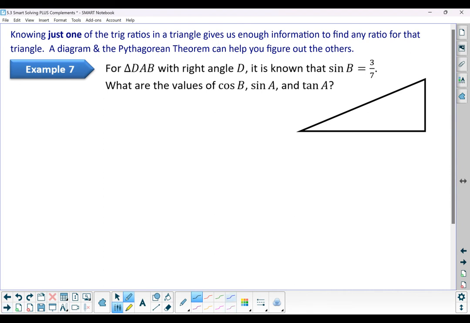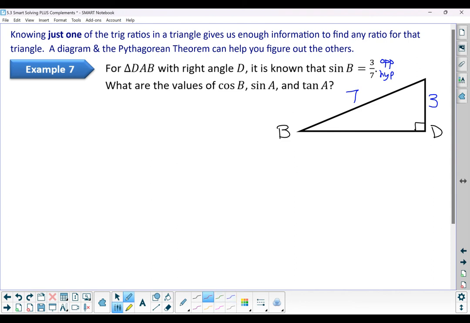Well, it says that D is the right angle, so I'm going to label this point D, and it gives me information about the sine of B, so I'm going to put B here. Now I could have chosen to put B at the top of the triangle. It's just my choice to put it at the bottom. The sine ratio for B is 3 over 7, so we can treat the 3 as if it is the opposite leg, and we can treat the 7 as if it is the hypotenuse. We don't know the size of this triangle, so we're just going to use those lengths that it gave us in that ratio form.